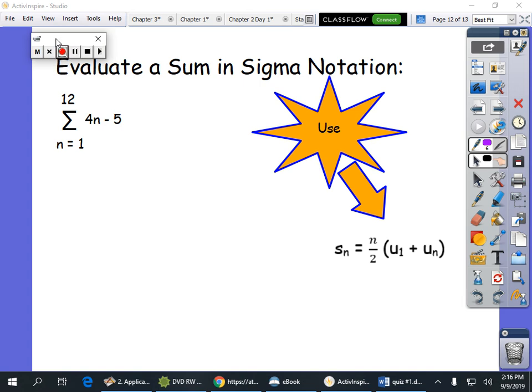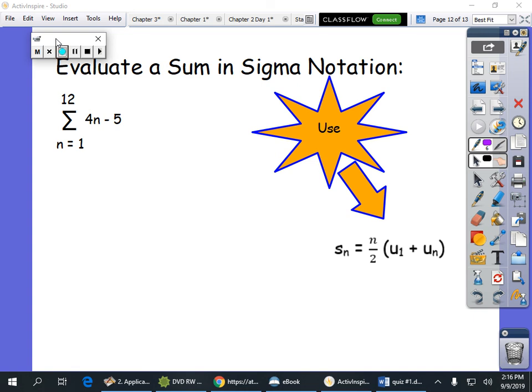It wants us to evaluate the sum. Sigma means sum. I want the sum. I want the sum of the first through the 12th term using this formula. How did I know this was arithmetic? Right. If I'm adding or subtracting something, okay, and the variable is being multiplied, the variable is not an exponent. When the variable is an exponent, that's my cue that it's geometric. Cool? All right. So let's go ahead and use our formula.